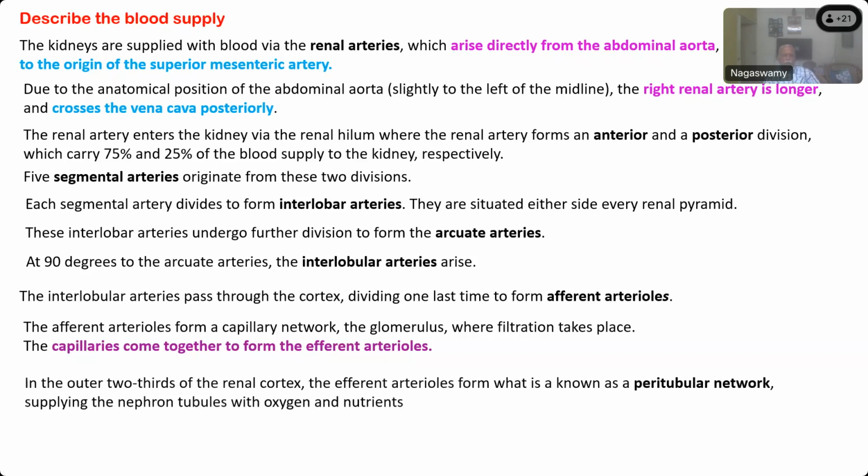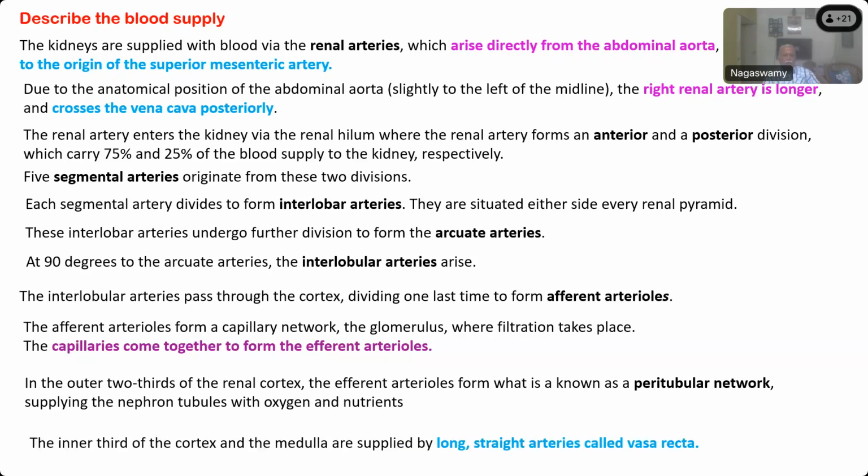And in the outer two-thirds of the renal cortex, the efferent arterioles also form what is known as the peritubular network. After forming a single efferent arteriole, it again branches and forms a capillary network which goes around the tubule, supplying the nephrons with oxygen and nutrients. So at that level, its function is supplying oxygen and nutrients to the tubules so that they can function normally. Whereas in the glomerular capsule, its main function is only filtration. Okay. So how does that filtration take place?